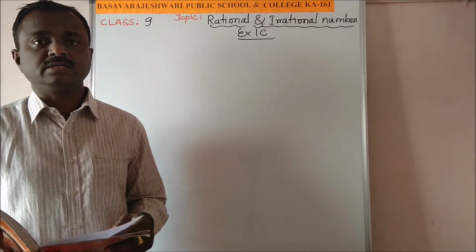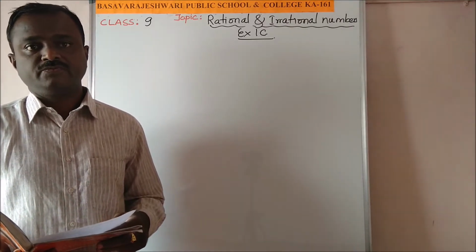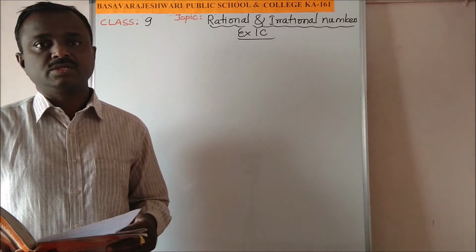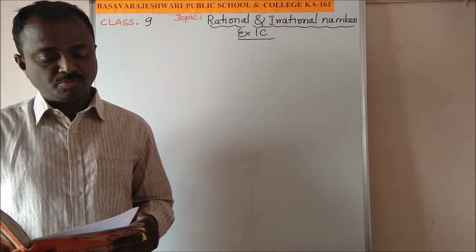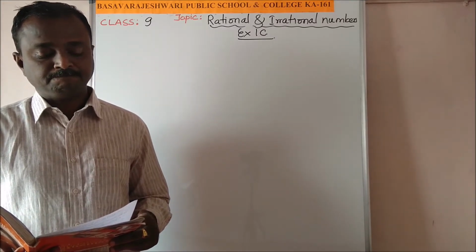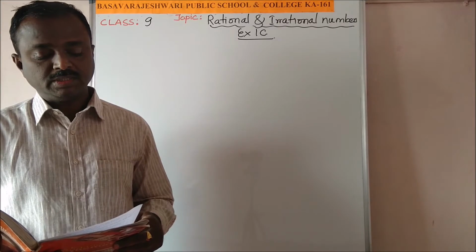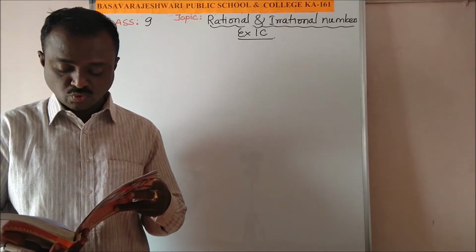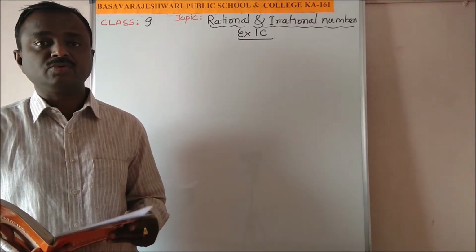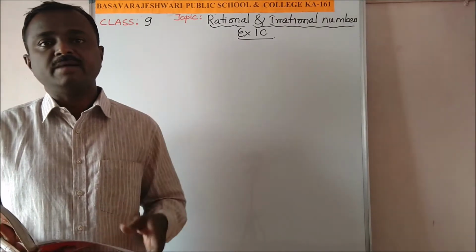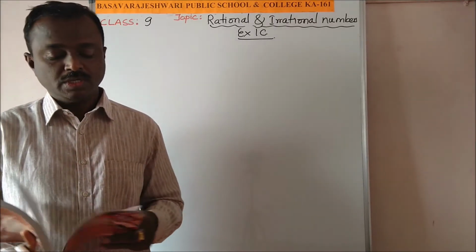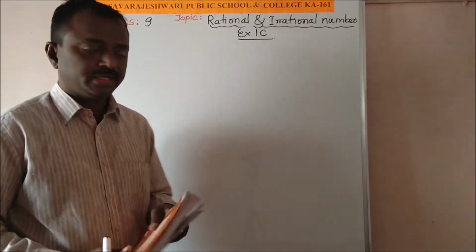In today's session, I want to complete the exercises which are left in rational and irrational numbers of class 9 mathematics. In the previous video, we stopped at question number 8: prove that root 3 plus root 7 is irrational. Now I will start from question number 9. Question number 9 I am giving as homework because it is the same as question number 8. Now I move on to question number 10.